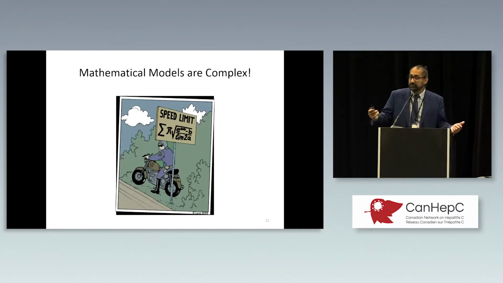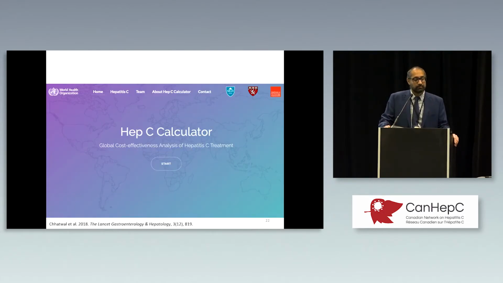So how do we assess these? We use mathematical models. That's the most common way. Now, indeed, these models are complex. So what we did with the World Health Organization was develop this interactive website, Hep C Calculator, which has data from 28 countries. We'll be expanding that soon. It allows users to go and play with some inputs, country-specific inputs, and look at if treatment is cost-saving or cost-effective in that country, at what price. And this has been used for price negotiations by multiple countries.